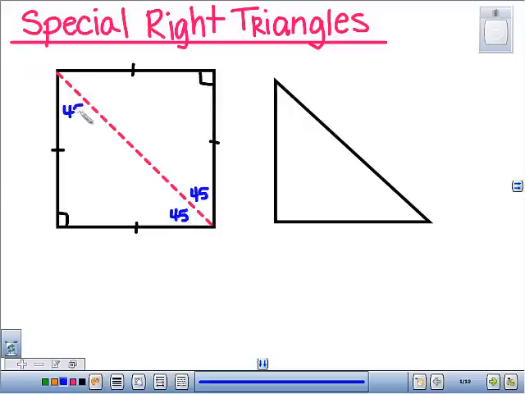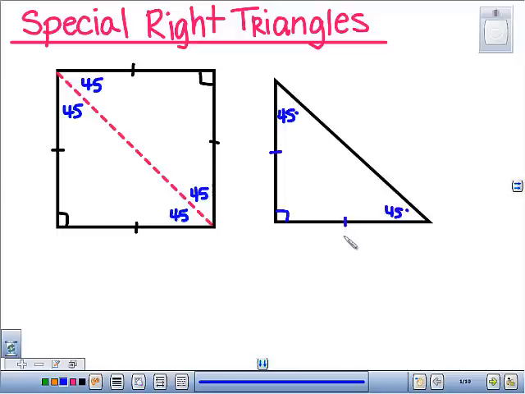So you're creating two right isosceles triangles. We know the sides are congruent and these angles are congruent. It's isosceles. I'm taking just one of those and drawing it out here to the side so that you can see it a little better. And that's our first special right triangle, a 45, 45, 90.